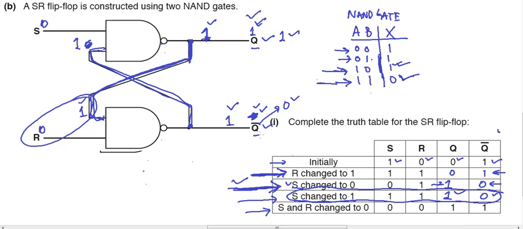Q and Q bar should be complements. They should be opposites. But in such a situation, when S and R are both changed to 0, the flip-flop becomes unstable. Q and Q bar both have the same values.